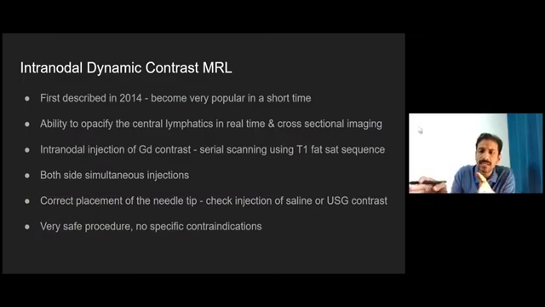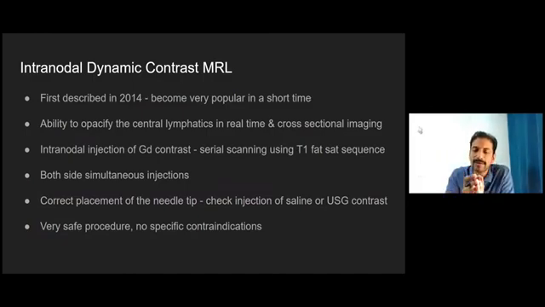We inject contrast on both sides of the lymph nodes for better opacification of both the pelvic and retroperitoneal lymphatics. The key point here is correct placement of the needle tip inside the lymph node, since the patient will be inside the MR gantry, and we have to ascertain that the needle tip is properly placed. How do we check the needle tip? After the placement, we just have to do a check injection of saline or ultrasound contrast agents that will swell the lymph node, and we can visualize it on the ultrasound scan. So this is the way we do intranodal dynamic contrast MR lymphangiography.